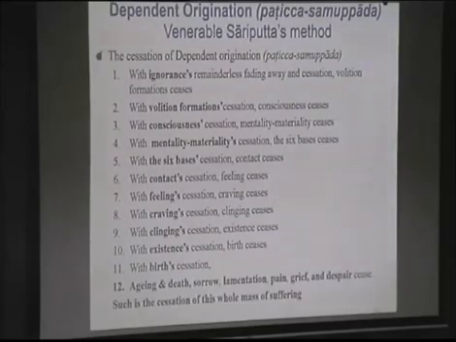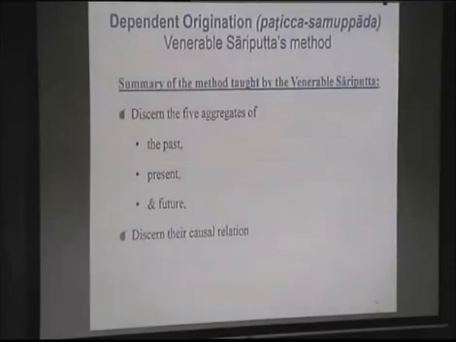With craving ceasing, clinging ceases. With clinging ceasing, existence ceases. With existence ceasing, birth ceases. With birth ceasing, aging and death, sorrow, lamentation, pain, grief, and despair cease. Such is the cessation of this whole mass of suffering. So this all ceases. Discerning the five aggregates of the past, present, and future, determine their causal relations.